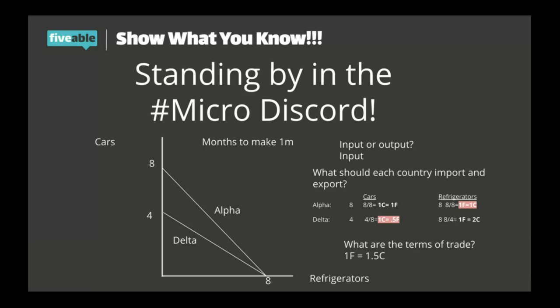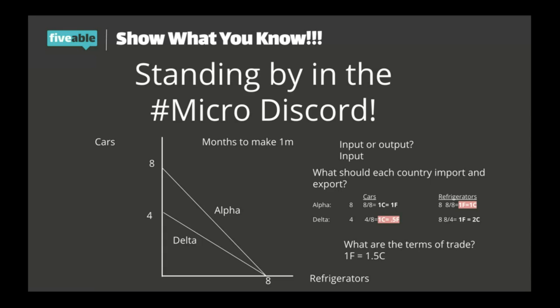So if they can produce 4 cars, they're then going to put that in the top part. We've got refrigerators, they make 8, so the other goes under, so it's 4 over 8, so we have 1/2. 1 car is going to equal 0.5 of a fridge. And then for refrigerators, because the other goes under, 8 refrigerators over the 4 cars, and you are going to get 1 fridge is going to equal 2 cars. So let's go back and compare apples to apples now.